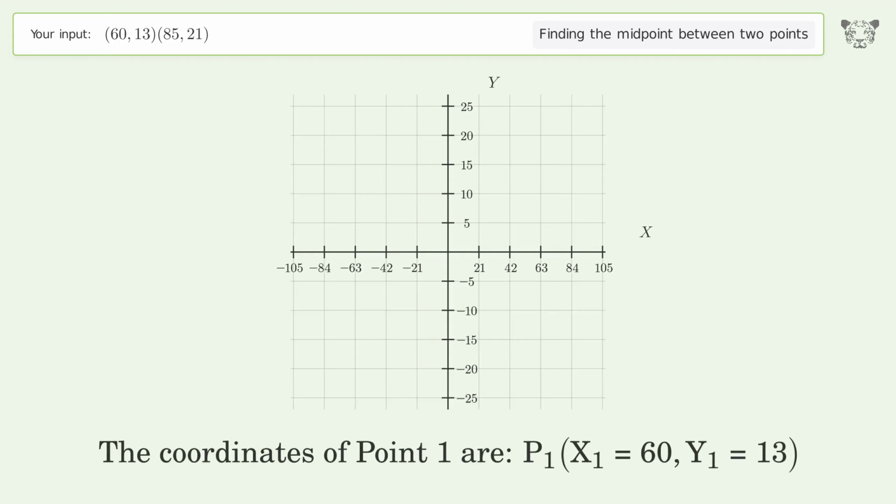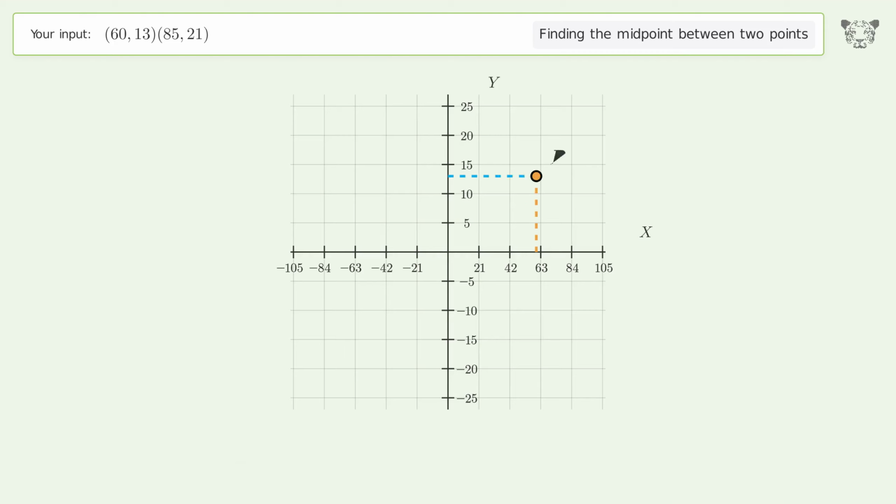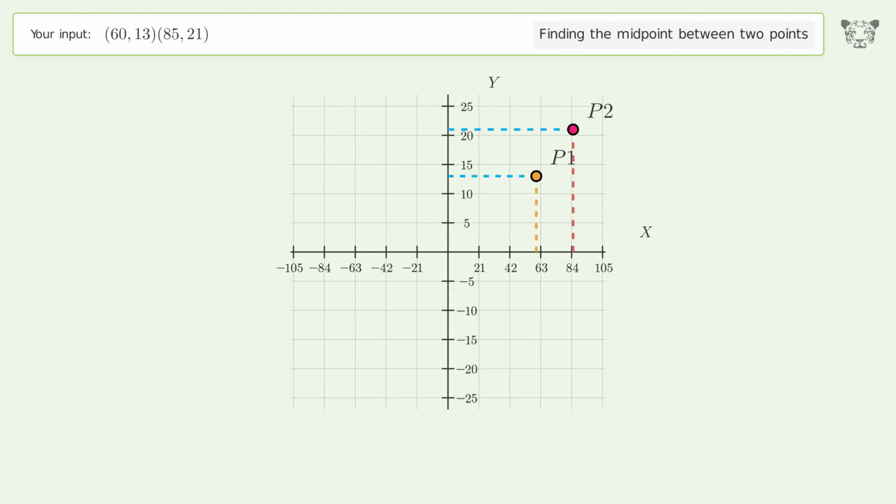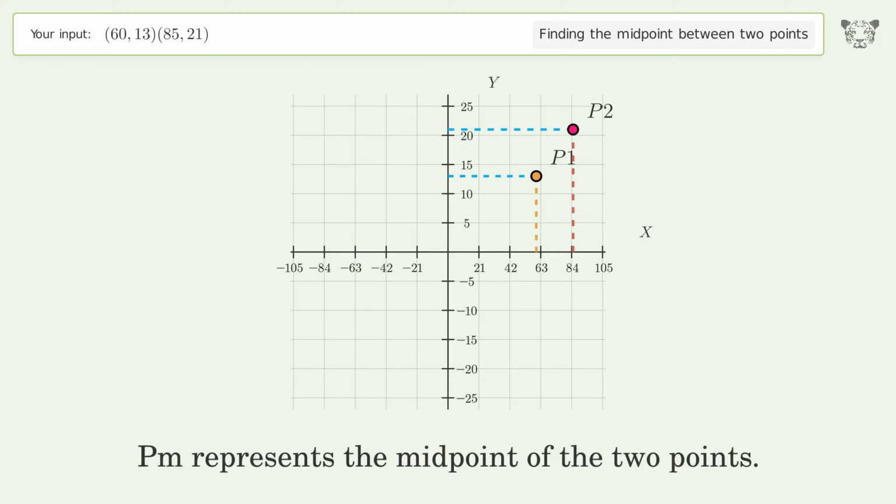The coordinates of point 1 are x1 equals 60, y1 equals 13. The coordinates of point 2 are x2 equals 85, y2 equals 21. PM represents the midpoint of the 2 points.